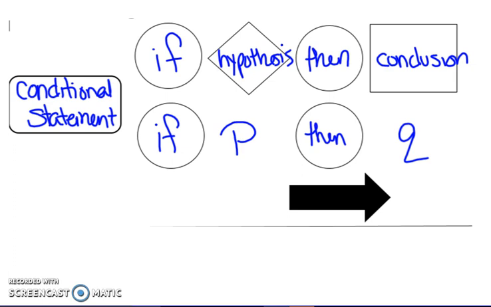Another way we can write this, and you'll see it written, is P arrow Q. And this just means P implies Q. When P implies Q, we write it as an if-then statement, a conditional statement, saying if P, then Q.